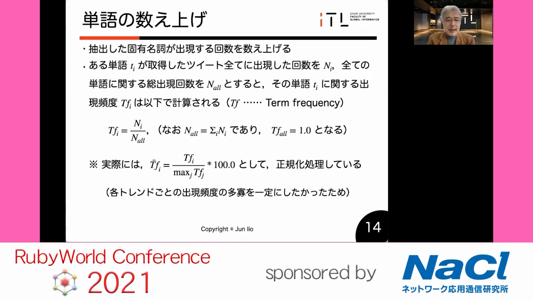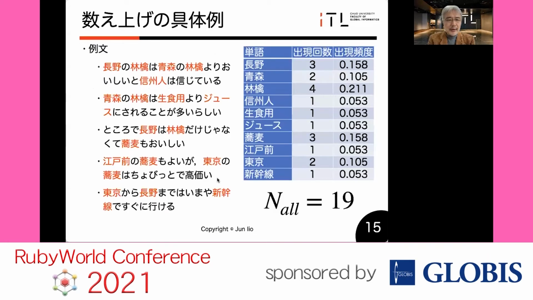There are many different ways of counting the frequency of appearance of words, and you see many mathematical formulations, but simply put, it is the number of a particular proper noun against the total. And the maximum is used and multiplied by 100, and this is a normalization, and the process is done after multiplying by 100.